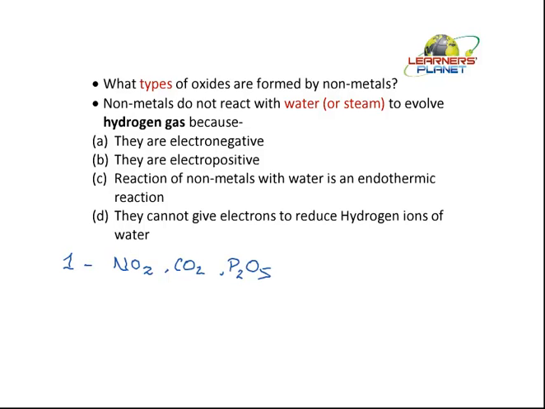Now students, what happens whenever you dissolve these oxides in water? What products are they going to form? They are going to form their respective acids. So these are acidic oxides, and they also turn blue litmus red. Here NO2 will form HNO2, that is nitrous acid. CO2 forms carbonic acid, H2CO3.